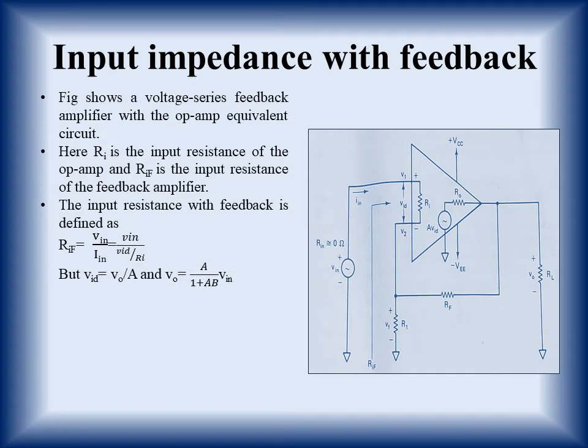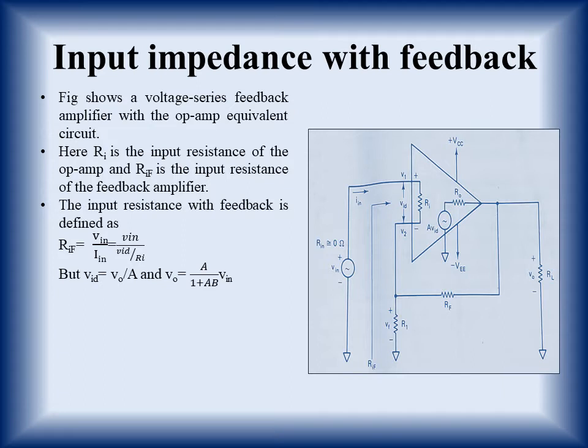Now by definition of open loop gain, we know capital A is equals to VO upon VID, output voltage upon difference of the input voltage. So again VID can be written as V naught upon A. Also, the feedback gain AF is defined as VO upon VIN.